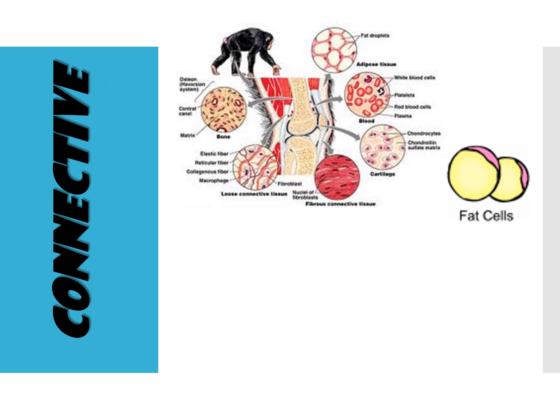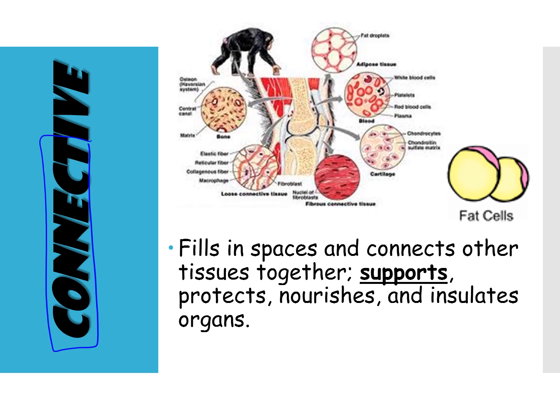The second type of animal tissue is called connective. So you guys know what connect means. It basically connects one kind of tissue to another. So it fills in spaces, connects other tissues together, supports, protects, nourishes, and insulates organs. So fat cells belong to the connective tissue group. You can see some of the other examples up here.